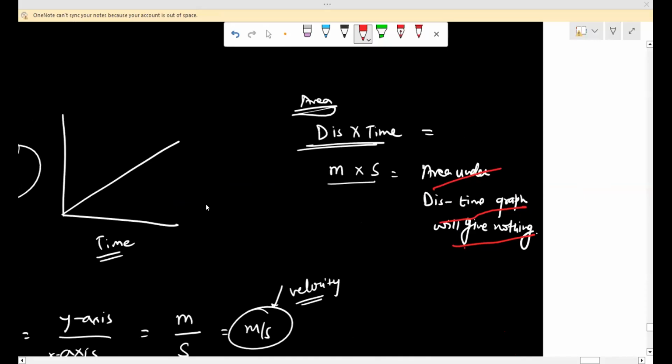Now, talking about the area under the distance time graph, it gives us nothing. Okay, write this part. Distance into time is equal to nothing. Yes, it will give nothing. Not zero, nothing. There is no physical quantity as such.